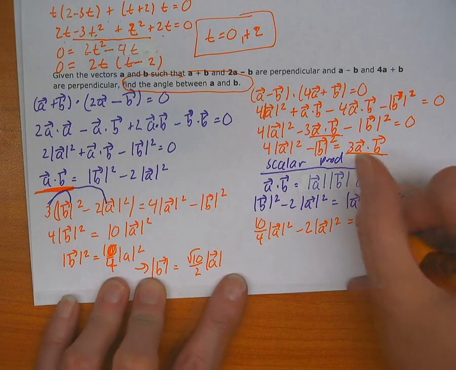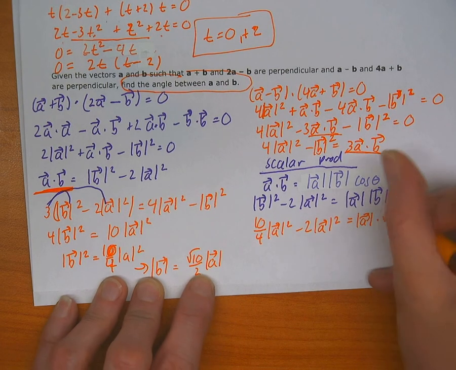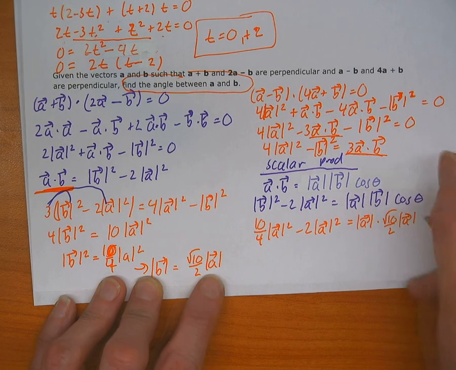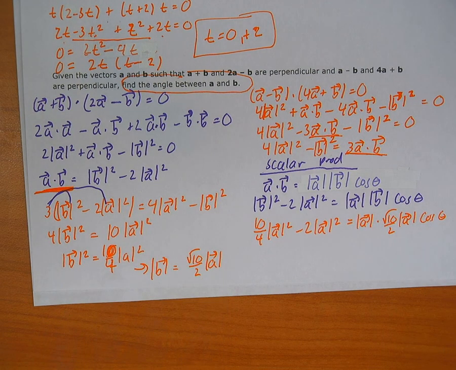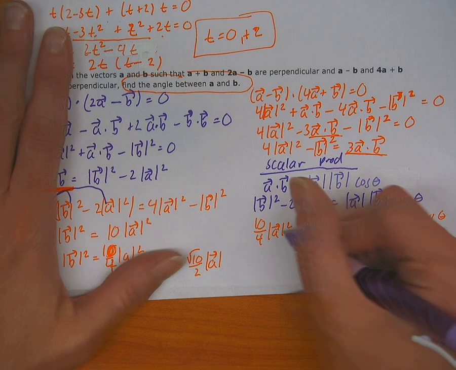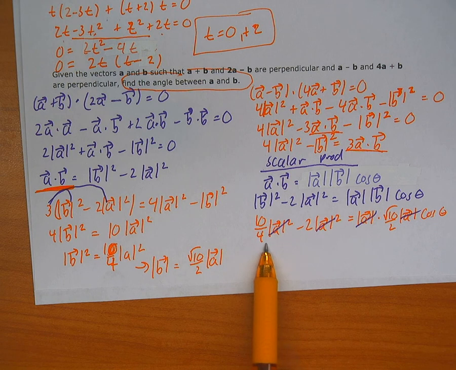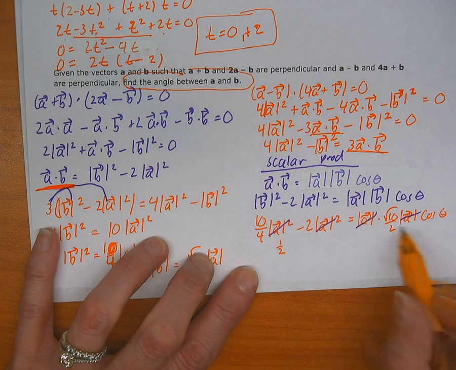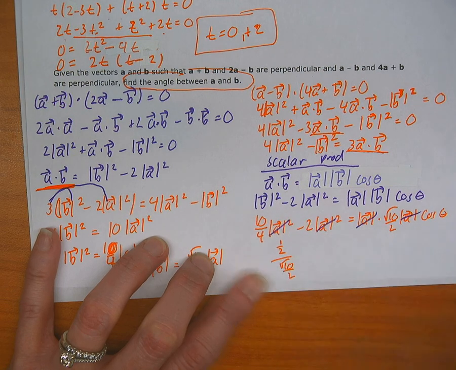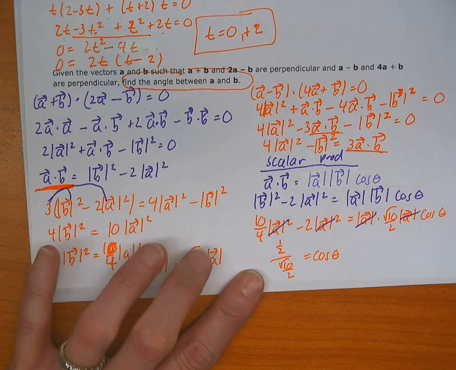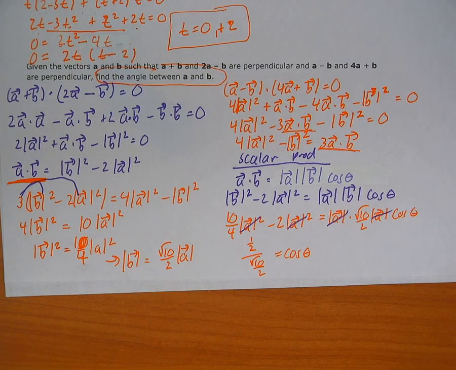Then over here, magnitude of A squared times rad 10 over 2 magnitude of A squared cosine theta. Every single term has a magnitude of A squared. Even this term, because it has two magnitudes of A multiplied. So those will cancel. So I'm going to get 10 fourths minus 2, which is going to be 2 fourths or 1/2, divided by rad 10 over 2 is cosine theta. We have a winner. Those magnitude of A squareds canceled.